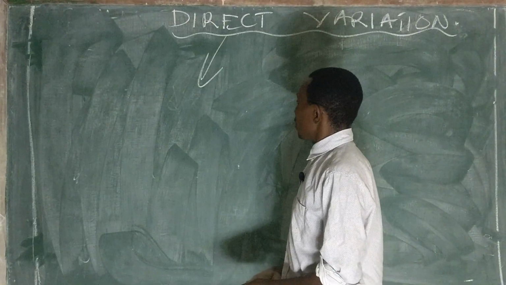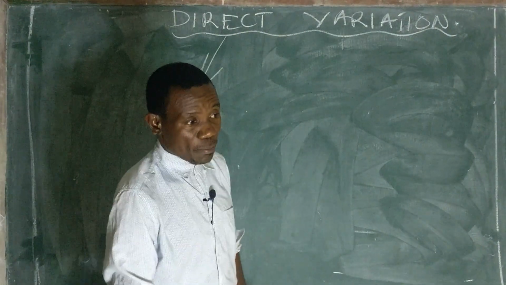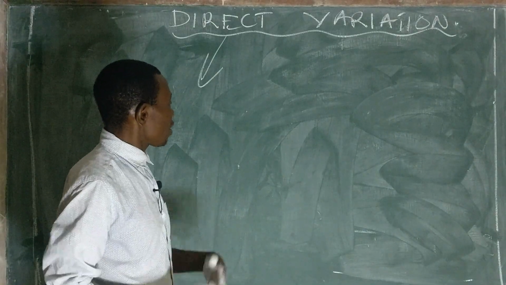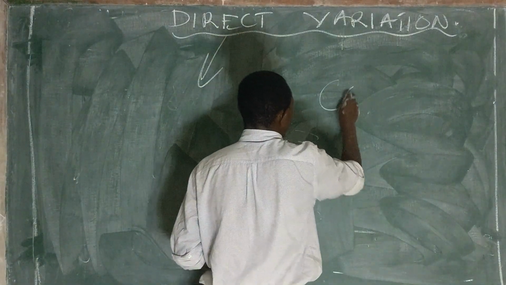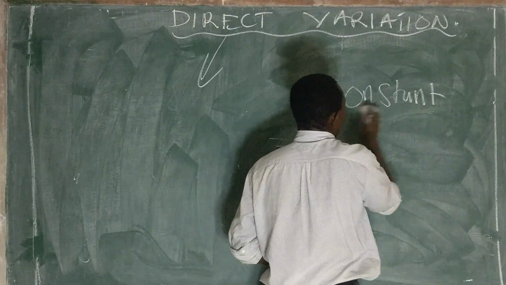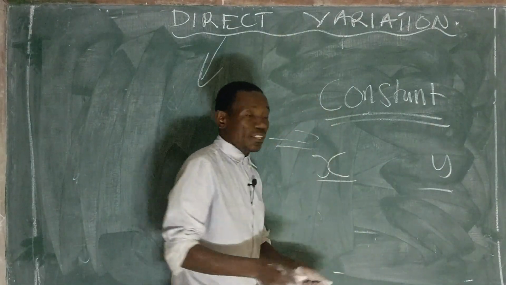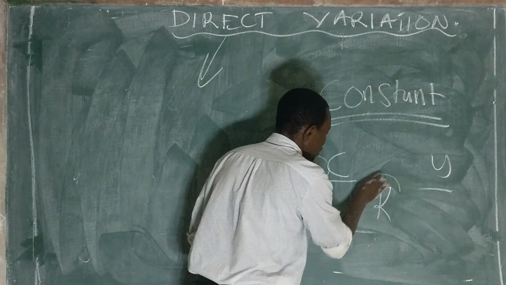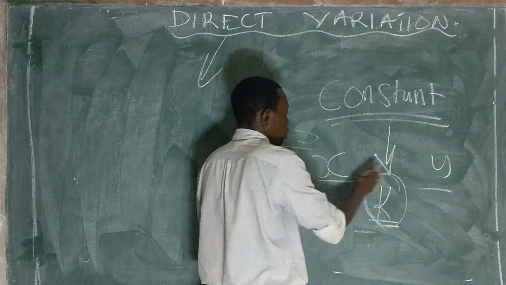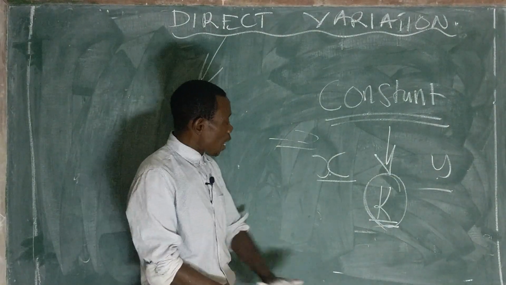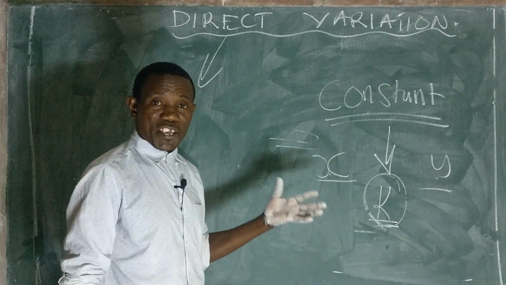Here we are looking at those quantities where, when one quantity changes by increasing, the other quantity also changes in a similar way. It also increases. When one decreases, the other also decreases. In due course, there is always a constant that is controlling the two quantities. Like when X changes, Y also changes, there is always a constant, usually represented by the letter K, that is controlling the two quantities, which means without the constant, these two quantities cannot exist. So the constant here is the main controller of the quantities in the change.